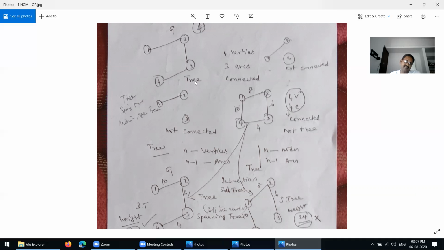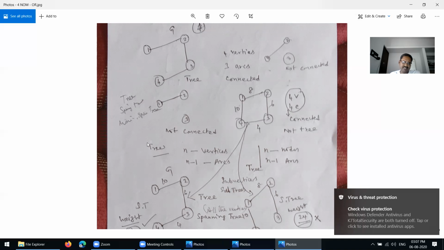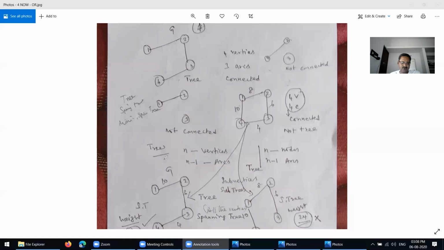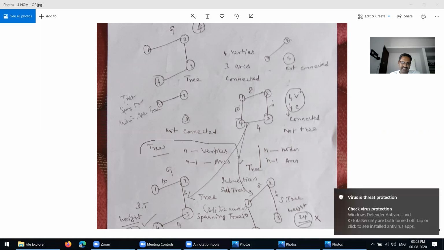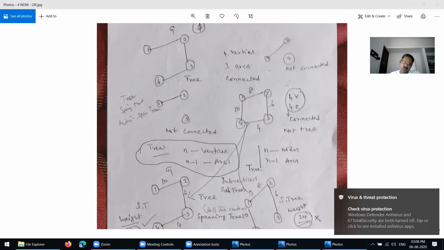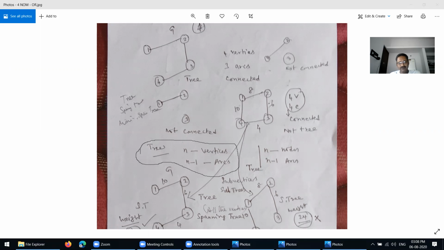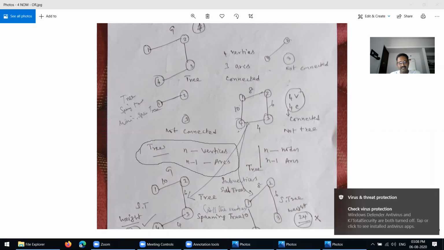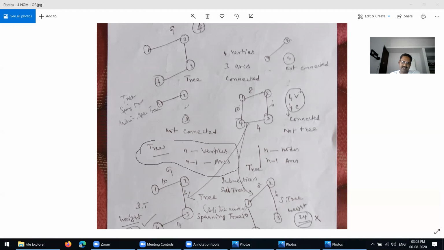So how to identify the tree? We have the formula here, the condition for a tree. It means that a graph containing n vertices and n minus 1 arcs or edges is known as a tree. Here we have how many vertices? 1, 2, 3, 4 vertices. And how many edges? 1, 2, 3, 4. So 4 vertices and 4 edges. So it's connected, but it is not a tree.